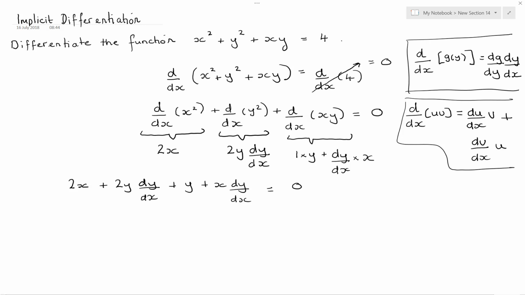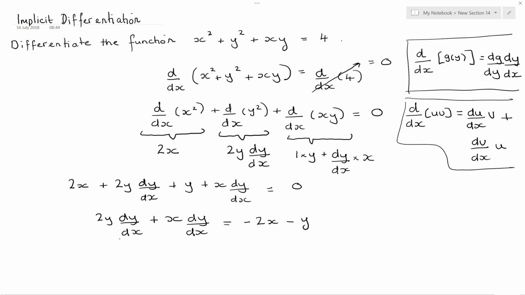Now we've been asked to find dy by dx, so what we need to do is rearrange this equation to actually find dy by dx. Just performing the differentiation and getting it down here isn't answering the question. So what we do, we get all the terms involving dy by dx on one side of the equation, and then we have everything else on the other side. So looking at this, we've got 2y dy by dx plus x dy by dx, the only two terms involving dy by dx, and so the 2x and the y have to be moved to the right hand side, and that will leave us with a minus 2x and a minus y.